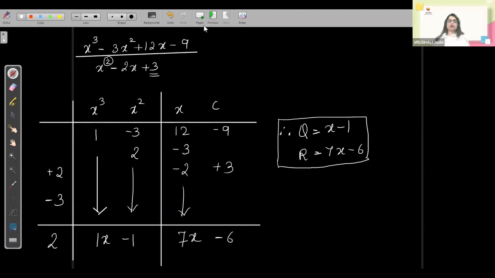So I think we'll just do one more sum. I don't know whether Amnish is going to join in again or not. Let's do one more sum. Let's say 2x cube plus 4x square minus 8x plus 10, and let us divide that by x square minus 2x plus 4. Correct?